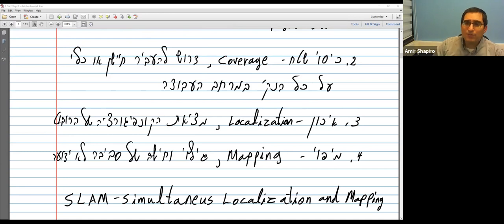And we can do some of those missions together simultaneously. This is called SLAM, simultaneous localization and mapping. So usually we would like to have a mobile robot that is moving in an environment. And while moving, it builds a map of where the obstacles are, and at the same time finds where it is in this map. This is called the localization problem.